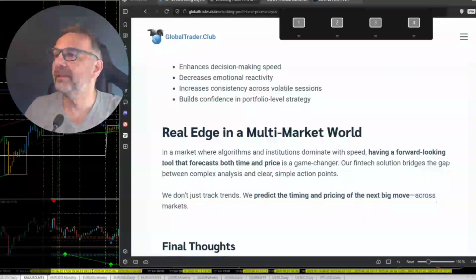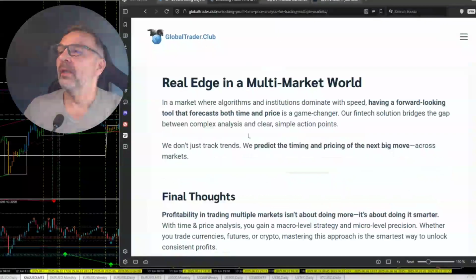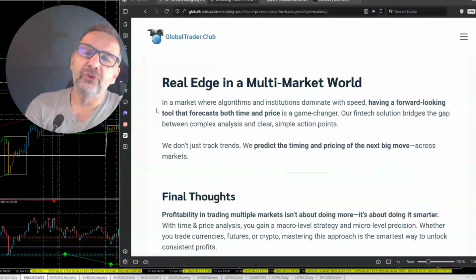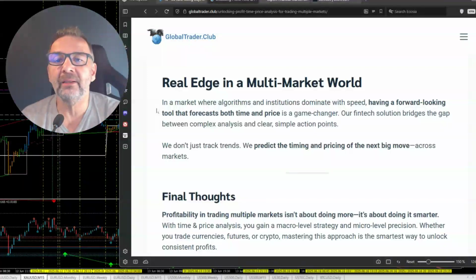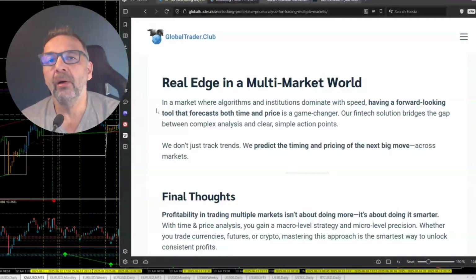So this real edge in the market, as you can see, is when we're all trading with algorithms. We have to understand that it doesn't matter what algorithm people come up with, it really doesn't matter. At the end of the day, it's going to be based on the technical indicators that the world has already come up with.